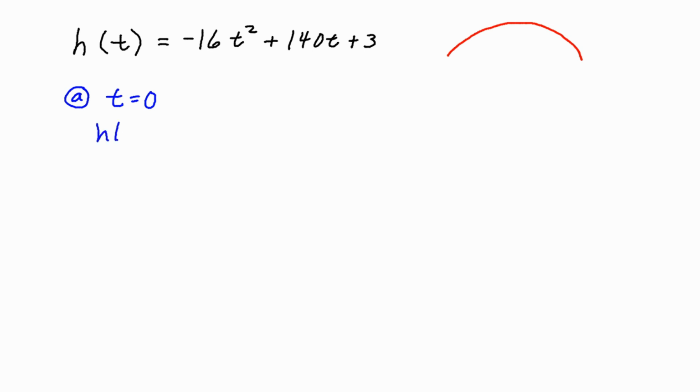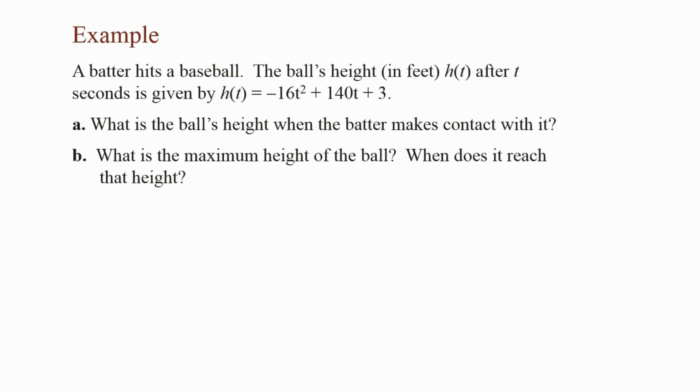So we're looking for h of 0, which equals negative 16 times 0 squared plus 140 times 0 plus 3. Since everything else is 0, h of 0 is 3. What is the ball's height when the batter makes contact with it? 3 feet.